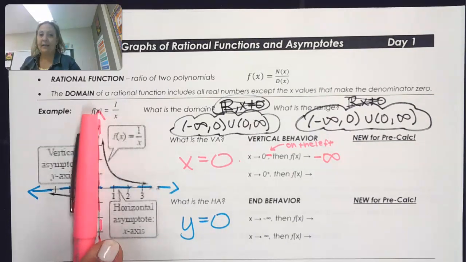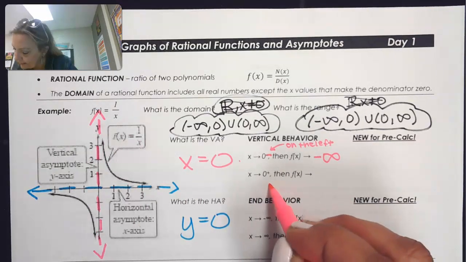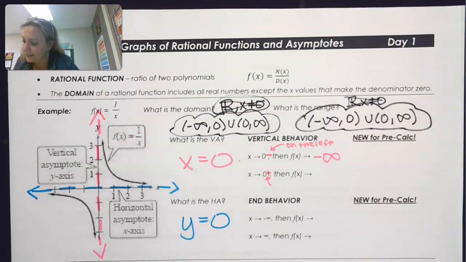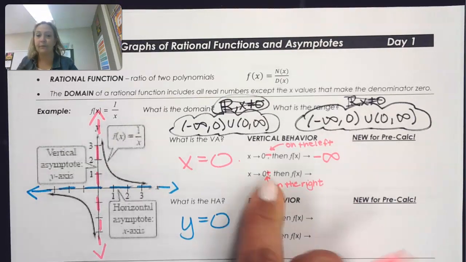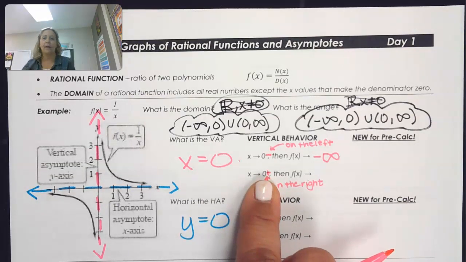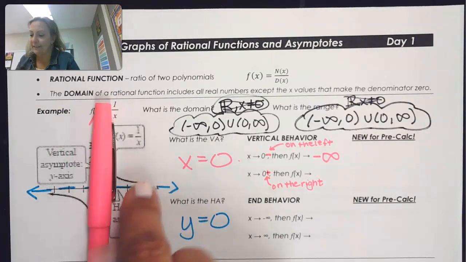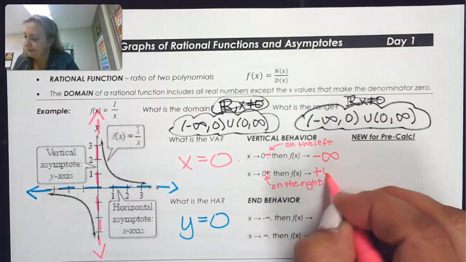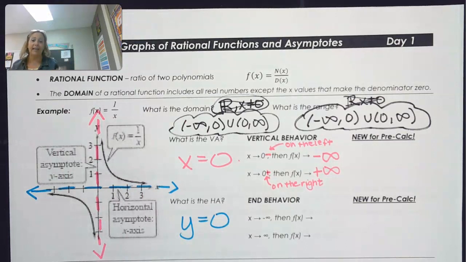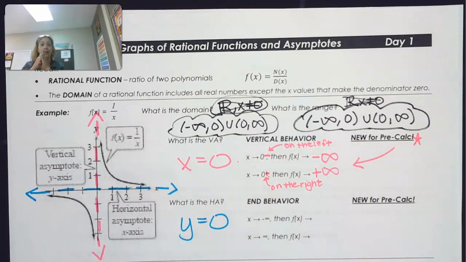And now we want to look at the behavior to the right of the asymptote. That's what this is. This 0 plus means I'm going to look on the right of the asymptote, which is at x = 0. So if I look to the right of the asymptote, I see that my graph is going upward towards positive infinity. So these vertical behavior statements are new for pre-calc. We'll talk about what happens to the left and to the right of each vertical asymptote.